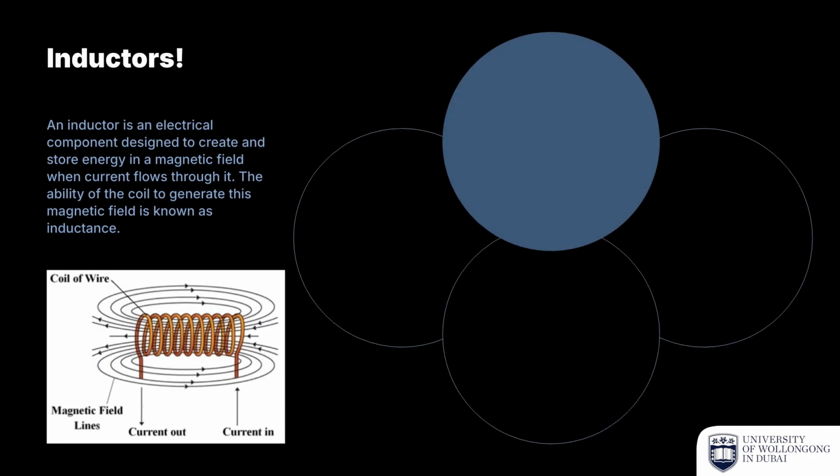This coil of wire is called an inductor. An inductor is an electrical component designed to create and store energy in a magnetic field when current flows through it. The ability of the coil to generate this magnetic field is known as inductance.